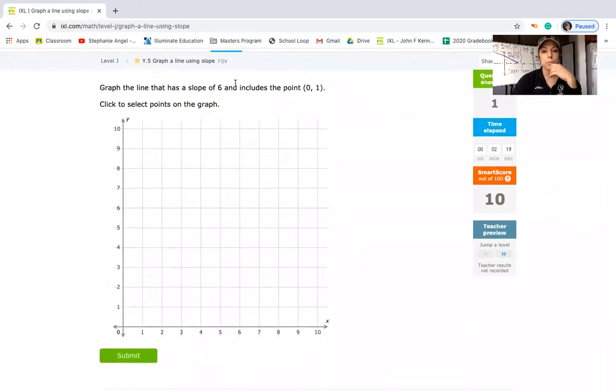All right, graph a line that has a slope of 6 and includes the point 0, 1. So we start with the point 0, 1, 0 on the x, 1 on the y. By the way, this is something called a y-intercept. We're going to learn about that in just a little bit. Okay, now if I look here, the slope here is 6. So my change in y over my change in x, and yeah, I write this every time, is 6. But 6 as a ratio is 6 over 1. These are both positive, meaning I'm going to be going up 6 and right 1.